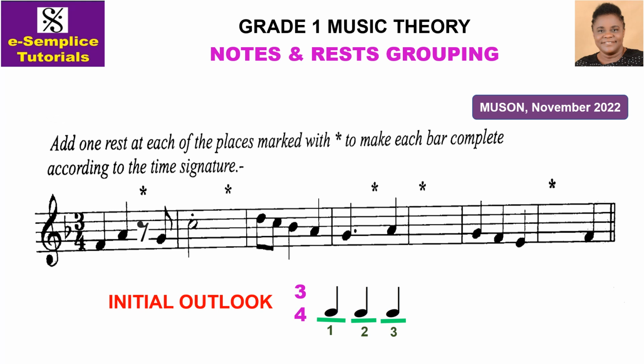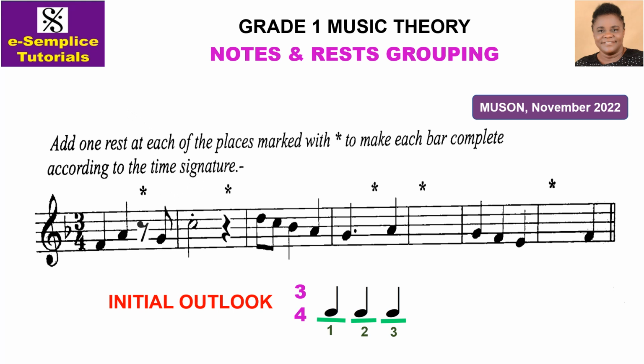Now let's look at the second asterisk. Look at the outlook. We have a minim in the question, and that minim combines bit 1 and bit 2 in the outlook of the signature. So that means we are only left to balance that bar with bit 3, which is a crochet, but we are not using notes, we are using rest. So the answer to the second asterisk is a crochet rest.